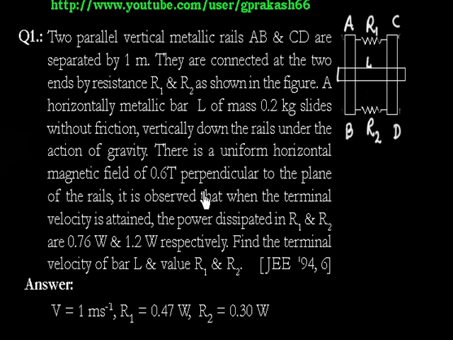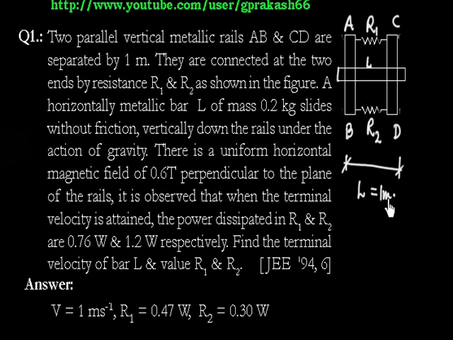Now this problem says we have two parallel vertical metallic rails AB and CD. So there is one vertical metallic rail AB, and another vertical metallic rail CD. There are two metal strips kept in a vertical way and they are separated by 1 meter. So this distance between the two is L, and this distance is given to you, that is 1 meter. So I can call this L, and that is basically 1 meter.